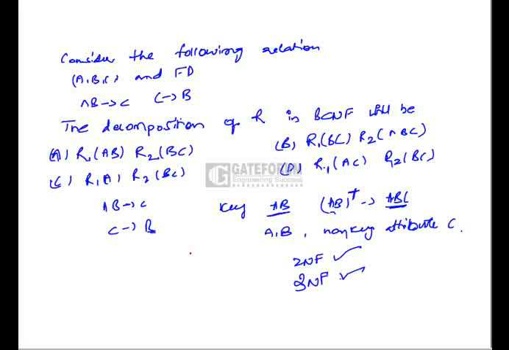As we discussed earlier, for the relation to be in BCNF, the LHS or determinant part of each and every FD should be either a candidate key or a super key. If we see the first FD, here LHS is AB, which is the key for this relation. Hence, the first FD doesn't violate the BCNF condition.